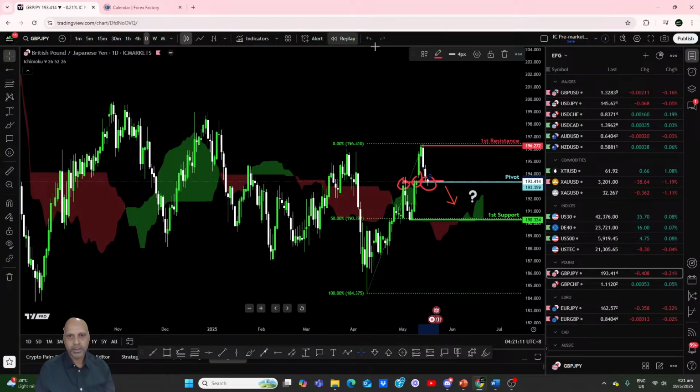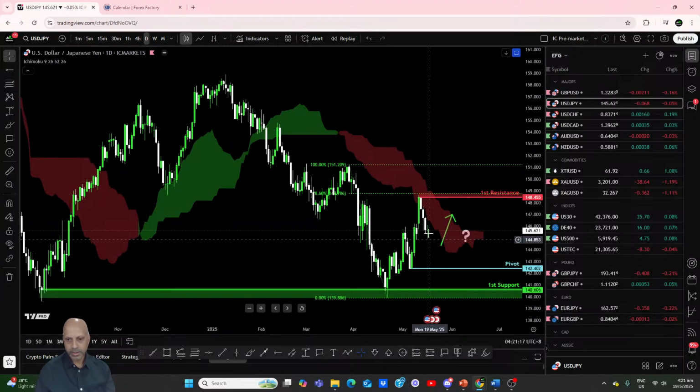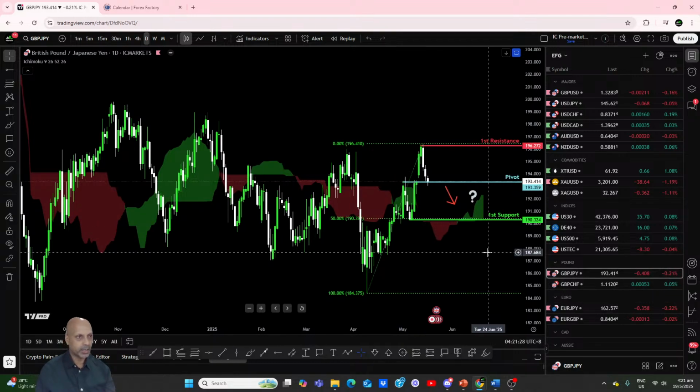Because remember, we are also expected to see dollar yen drift lower, right? So if dollar yen is drifting lower, it signifies higher demand for the Japanese yen, and that would also probably mean the other yen crosses such as pound yen are likely to drift lower.